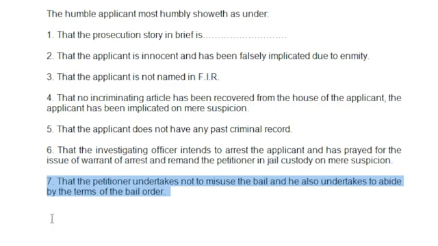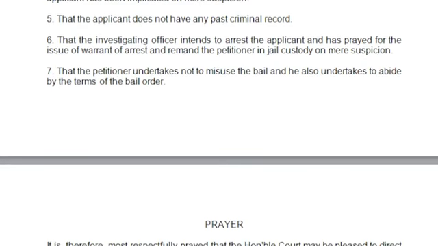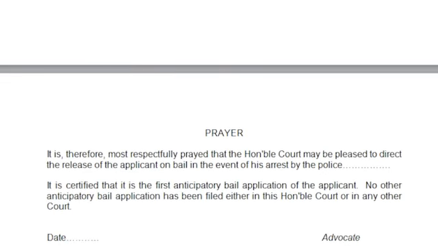You can mention here in the seventh point that the petitioner undertakes not to misuse the bail, and also undertakes to abide by the terms of the bail order. If the court allows the anticipatory bail, then the court can also impose certain conditions on the accused person, and the accused person has to follow those conditions. What kind of conditions can there be? For example, the court can impose that the accused person should not leave the jurisdiction of the court, should not threaten any other person, and should not commit the same kind of crime again. These can be conditions. If a condition is broken, the accused person will be arrested.